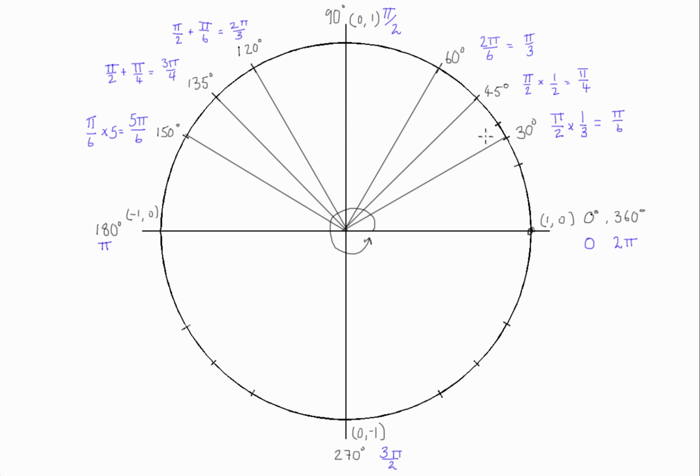So you can see that there, if you have a unit circle like this, it's quite easy to deduce what all of the different radian measures are for all of the different angles.